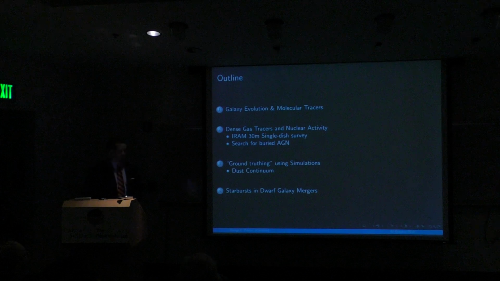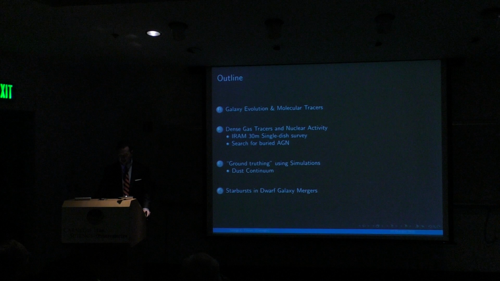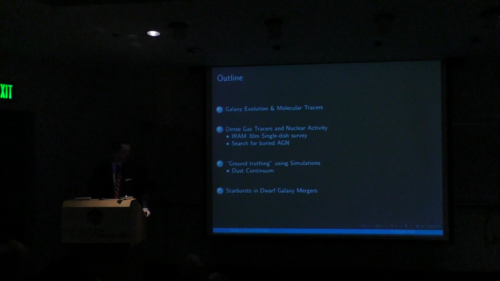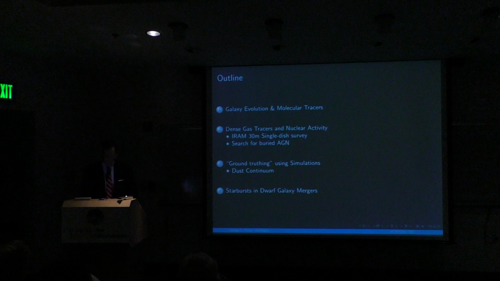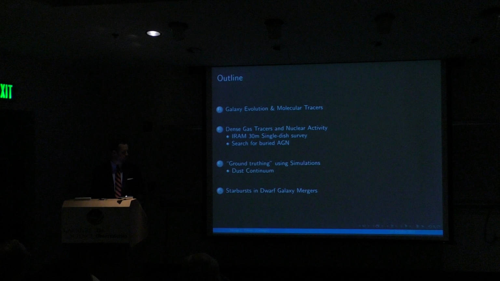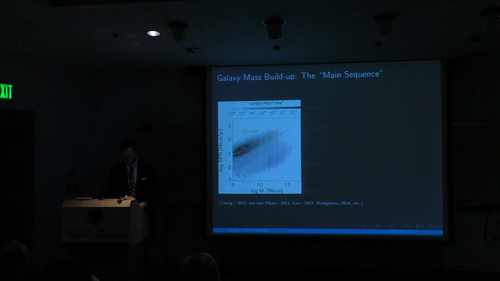And then I'll switch gears for a little bit and talk about a technique that I've been trying to apply more and more widely to basically use simulations to better understand the benefits and limitations of common observational techniques. And I'll explain what ground truthing is when I get there. And then I will wrap up by talking about starburst and dwarf galaxy mergers, which I think is a very interesting topic that's becoming more and more feasible and perhaps more and more useful as well.